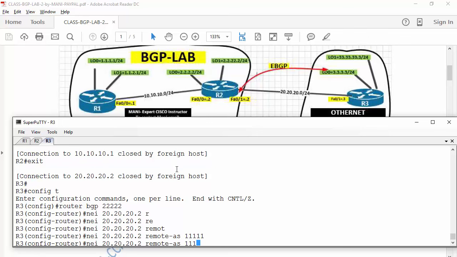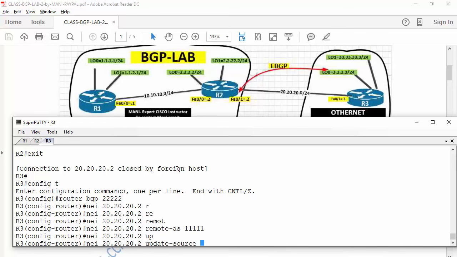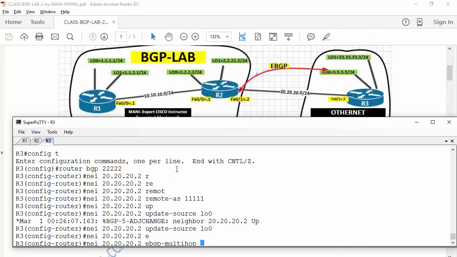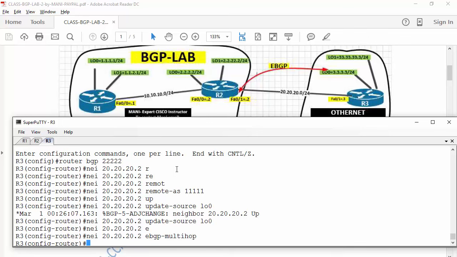Now, if I don't type this one, update source, by default it's going to use my FA0/1, but my neighbor has to get my loopback 0. So update source loopback 0. And also I have to type neighbor EBGP multi-hop. Just see here, you have 3 commands. Normally you need 3 commands, because R2 is using a physical interface, that's why we had 2 commands.